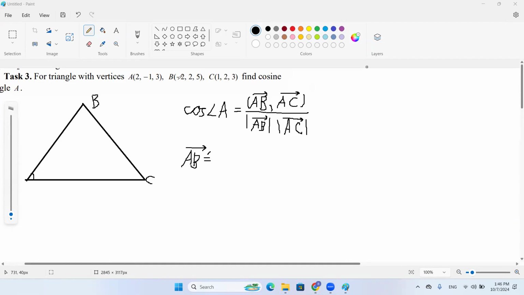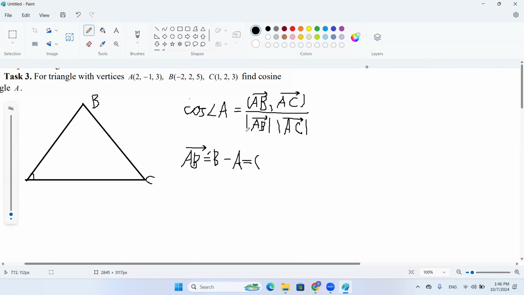We need to subtract. We need to subtract from the end the beginning, and this is all we need to do. No, we don't need a square here. Just subtract coordinates.